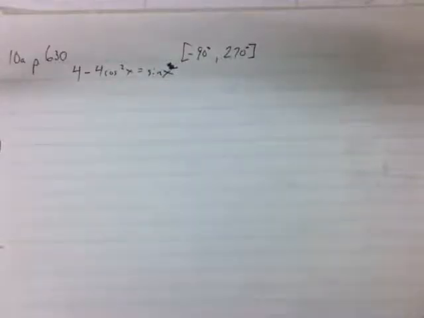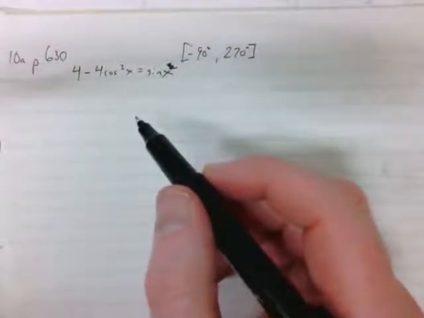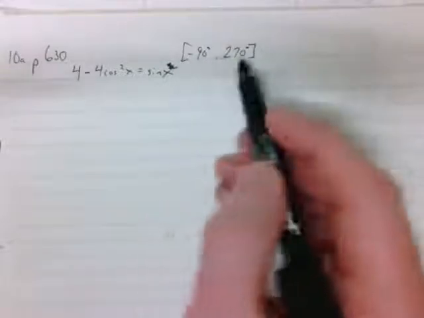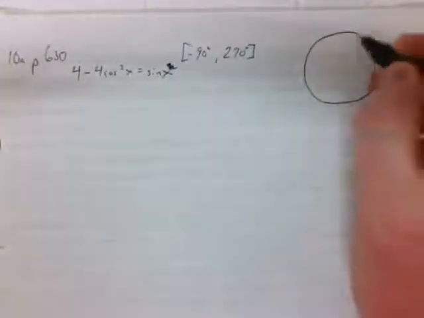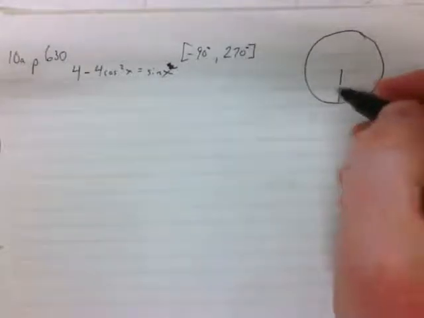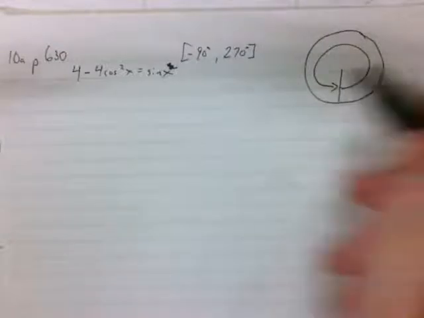Okay, for question 10a on page 630, we are supposed to solve this. Basically, we're solving for x over this domain, from negative 90 degrees all the way to 270. So that's how we're doing it.